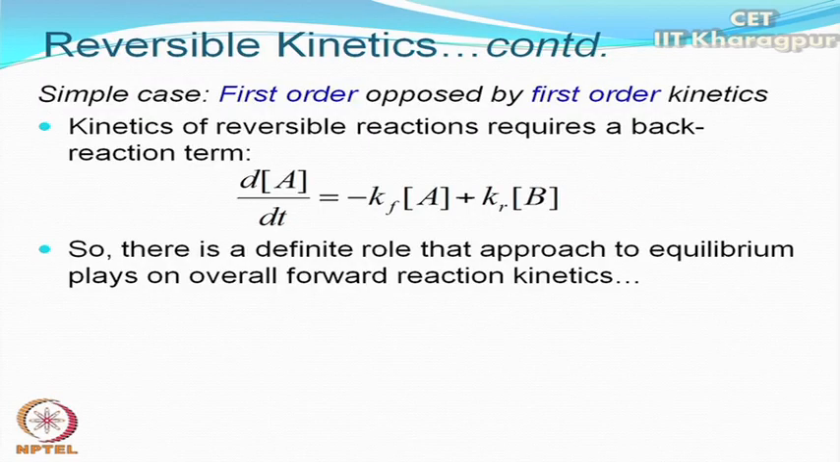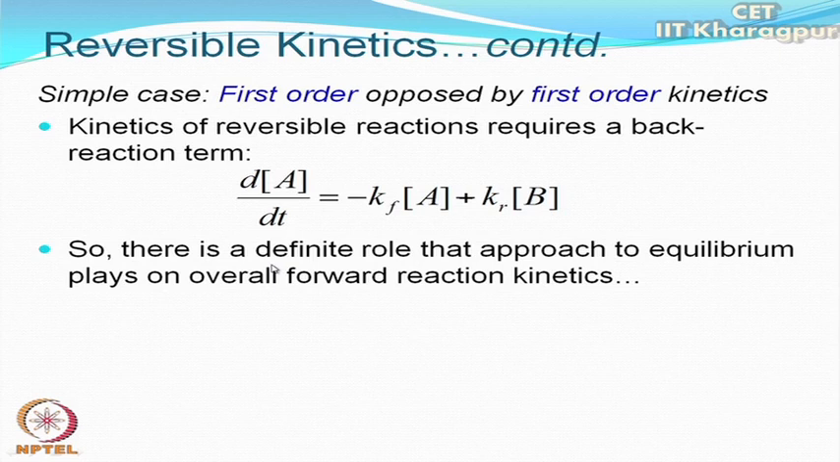So, reversible kinetics, if for a simple first order opposed by first order kinetics, then you can write the kinetics of the reversible reaction. In that case it requires a back reaction. I mean, back reaction means a considerable amount of back reaction. Otherwise, if the back reaction is not to a considerable extent, then you will be seeing a net forward kinetics. Okay. So, for a reversible reaction you need to have a considerable amount of back reaction. So, there is a definite role that approach to equilibrium plays on overall forward reaction kinetics.